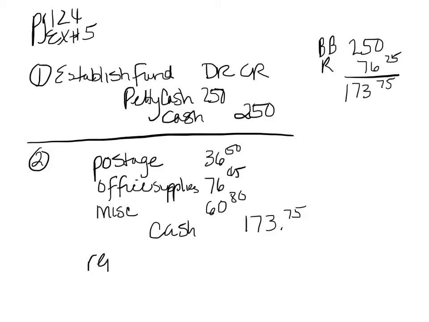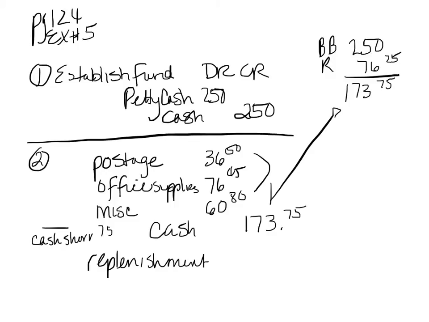This is replenishment. Now, if our receipts had only equaled $173, then we would do a cash short and over for 75 cents. So remember, your debits and credits have to equal. So if your receipts do not total to the amount of what you need, you will need to add a cash short and over.